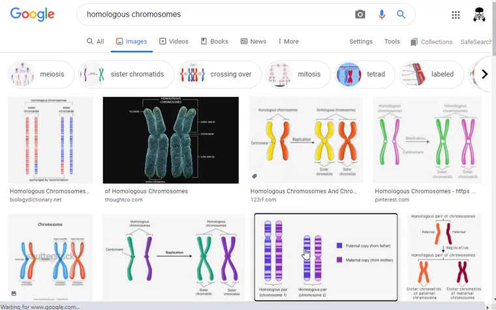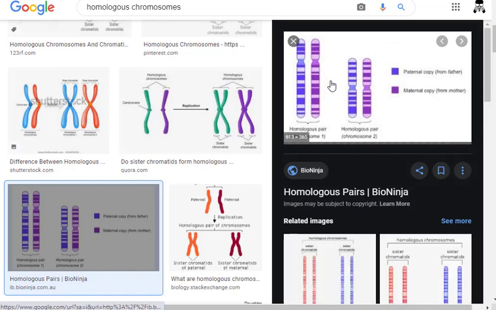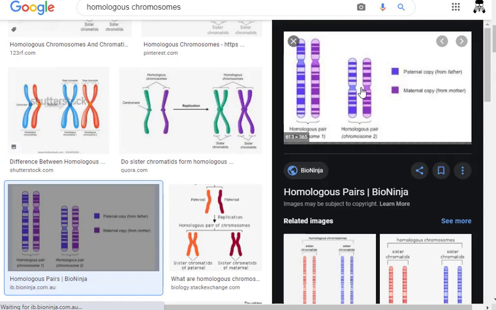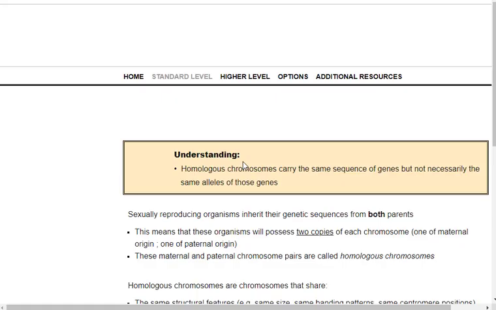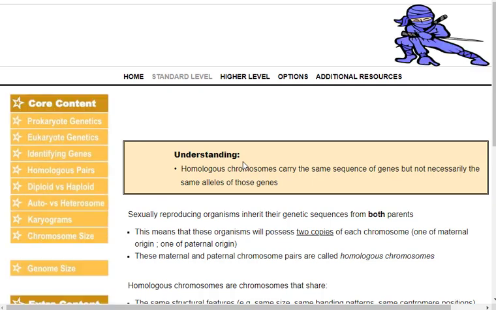And how do we know how to differentiate between them? First I will show you an image of homologous chromosomes. I am opening now a page containing an image of homologous chromosomes. Just give me a second.